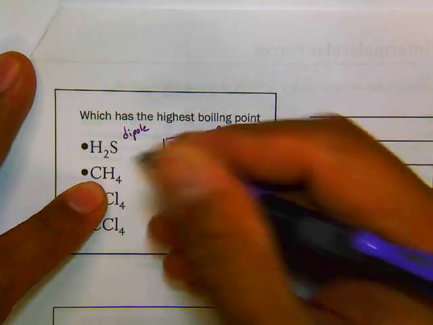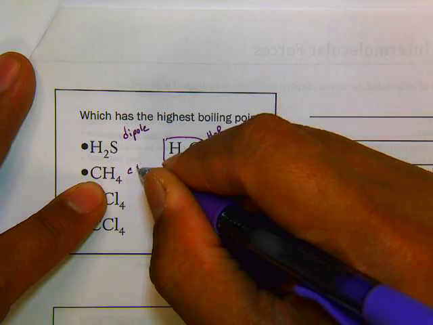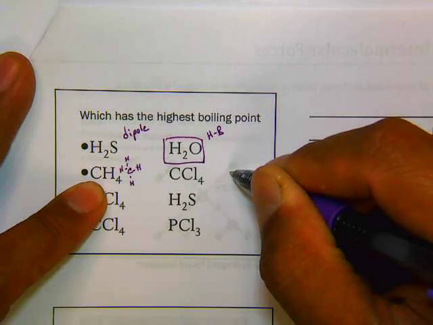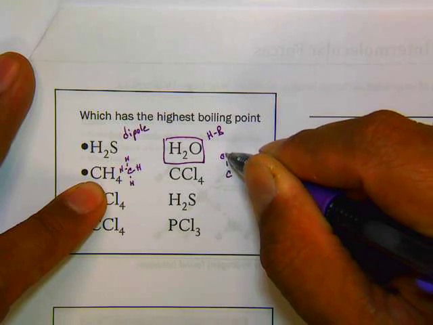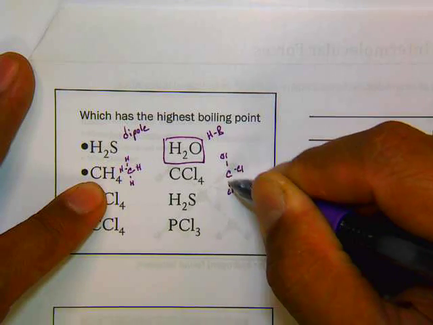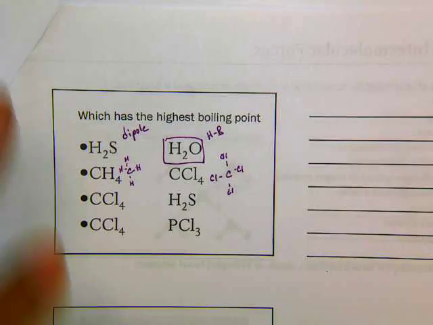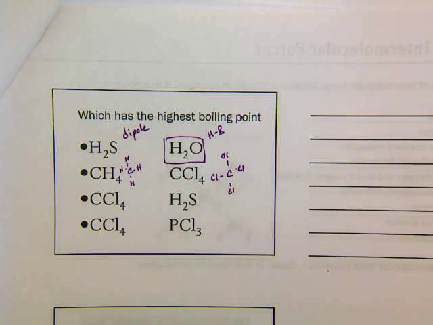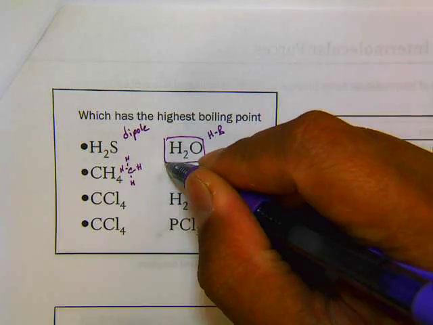CH4 versus CCl4. Now, CH4, if you can imagine it, has 4 hydrogens around it with single lines. CCl4 has chlorine, chlorine, chlorine, chlorine. Both of them are nonpolar, so they both have the same force, which is dispersion forces. So if they're both dispersion forces, we need to look at the periodic table and choose the one that has the highest molar mass. So the one that has the highest molar mass would be CCl4.